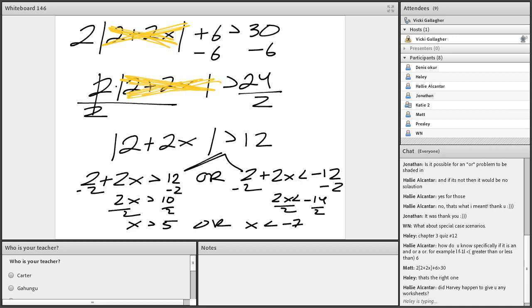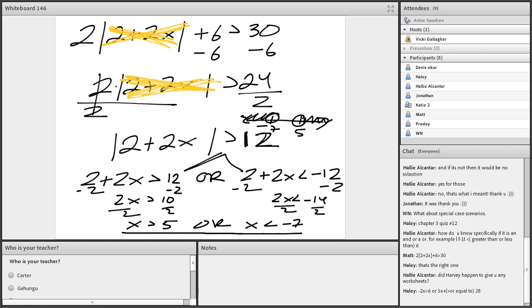So here's my final answer on my answer line. And since it was a positive number out here, we know for a fact that this one's going to be just like a regular or problem where we get a circle and shading and a circle and shading, and the shading goes apart and there's a nice big gap in the middle. And so that's how you do that one.